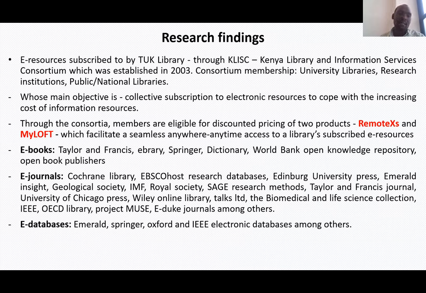So the e-resources are the e-books. We have Taylor and Francis, e-Brary, Springer, Dictionary, World Bank, Open Knowledge Repository, Open Book Publishers, while e-journals are Cochrane Library, EBSCOhost, Bath University Press, Sage, among others. On the other hand, the key databases are Emerald, Springer, Oxford, IEEE, electronic databases, among others.